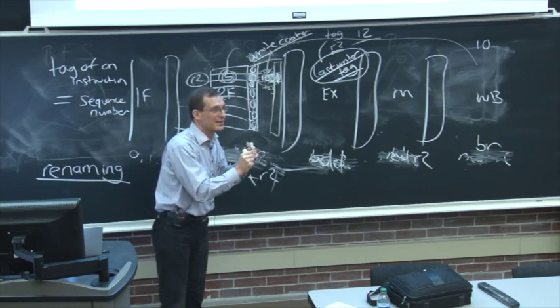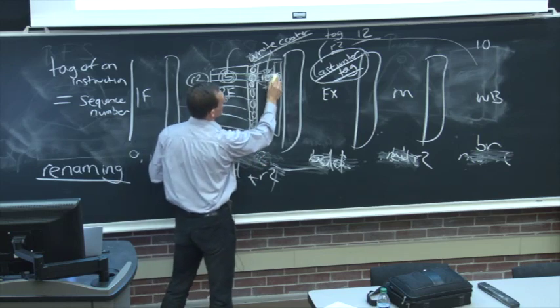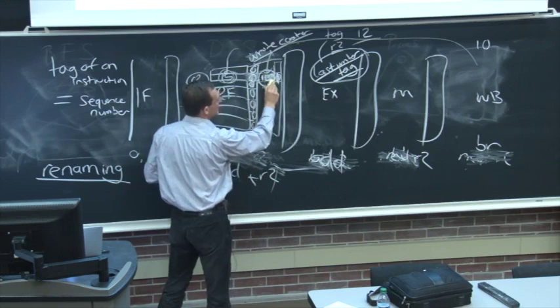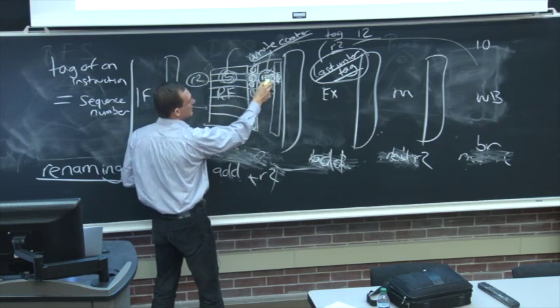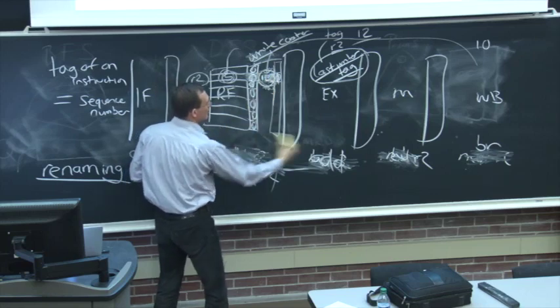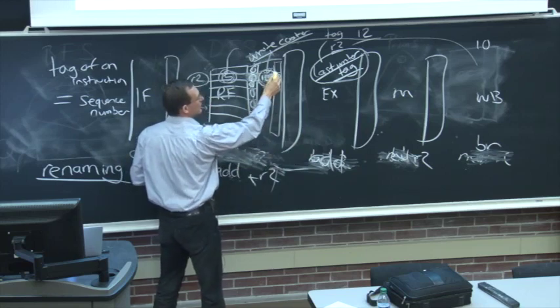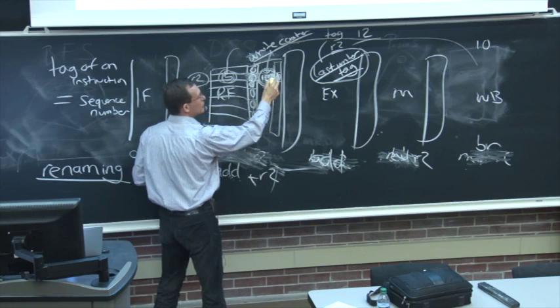That's the idea in register renaming. Register 2 is renamed to tag 12. And the instruction that's waiting for register 2 at that point can be moved out of the pipeline, and it could wait for the instruction that's producing tag 12.